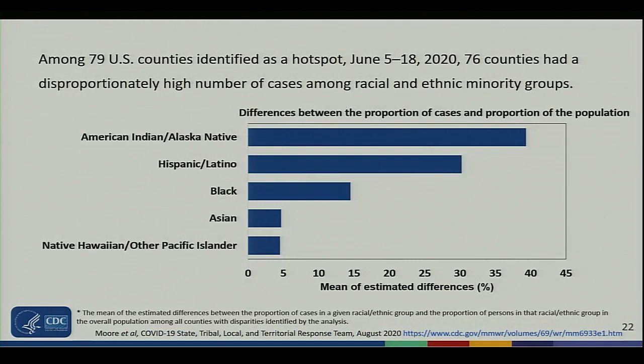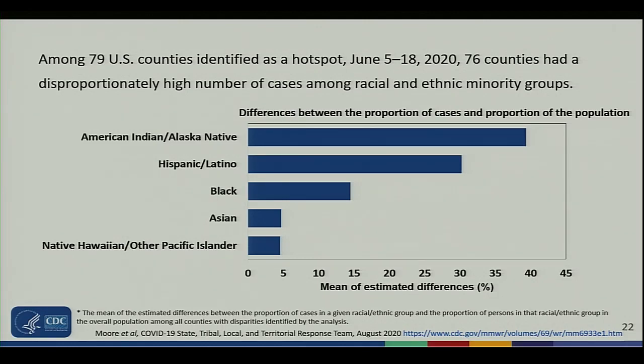In another analysis among 79 U.S. counties identified as a hotspot, that is, counties with rapidly increasing COVID-19 incidence, from June 5th to June 18th, 76 counties had a disproportionately high number of cases among racial and ethnic minority groups. This figure shows the differences between the proportion of cases and proportion of the population in hotspot counties with disparities among racial and ethnic minority groups.